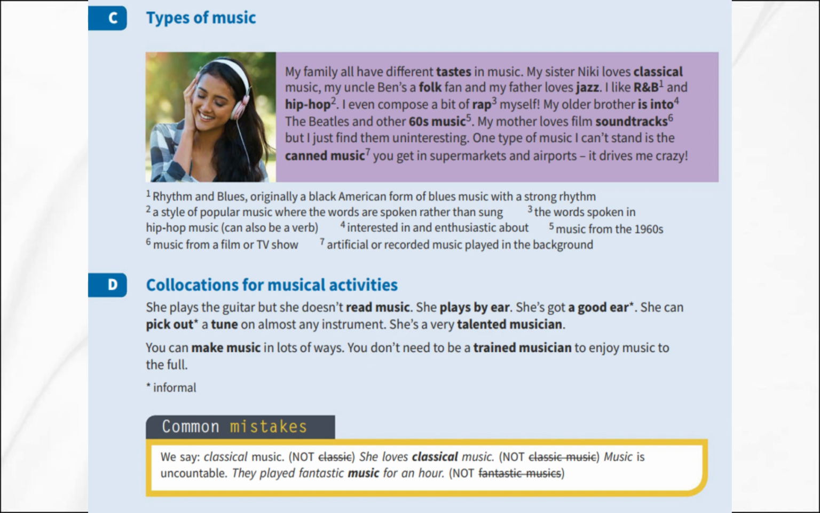I like R&B and hip-hop. R&B stands for rhythm and blues, which originally was a Black American form of blues music with a strong rhythm, and hip-hop is a style of popular music where the words are spoken rather than sung. I even compose a bit of rap myself. Rap is the word spoken in hip-hop music, and it can also be a verb. My older brother is into the Beatles and other 60s music. Into means interested in and enthusiastic about.